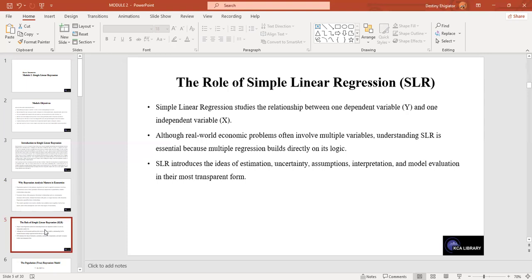Let's look at the role of simple linear regression, SLR. Simple linear regression studies the relationship between one dependent variable and one independent variable. Although real-world economic problems often involve multiple variables, understanding this is essential because the next topic, which is multiple regression, builds directly on this simple logic. SLR introduces the ideas of estimation, uncertainty, assumptions, interpretation, and model evaluation.